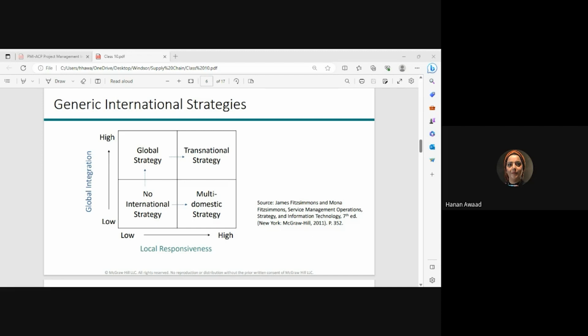Yeah. The last strategy is international strategy. So here we have low global integration and low local responsiveness. The word international strategy might confuse you if you compare it with global standardization, but there is a huge difference here, and understanding the difference will help you when you are doing your assignment, and in the exam you might have a tricky question.